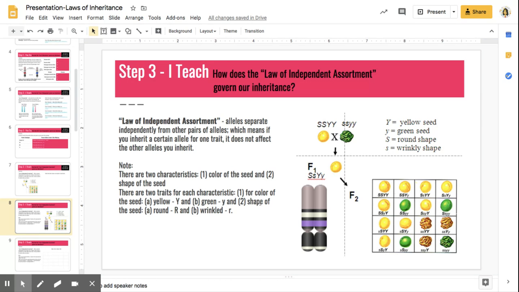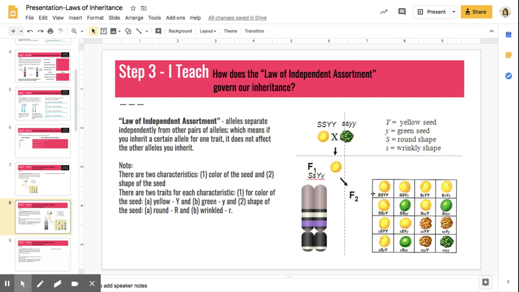The other characteristic is the shape of the seed, and the traits for this characteristic are either round, which is the capital R, meaning it's the dominant, or wrinkled, small r, which means it's the recessive one. Again, they have the same letter, R, because they belong to the same locus, which indicates one characteristic, the shape of the seed. So capital R for the round, dominant trait, and small r for the wrinkled, recessive trait.